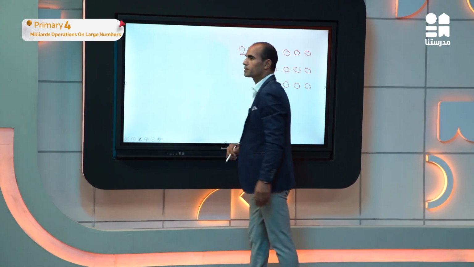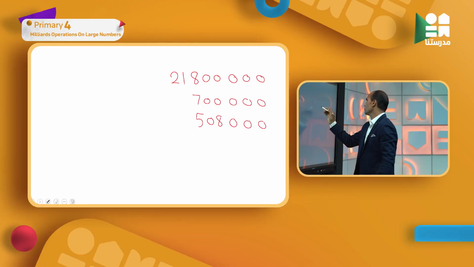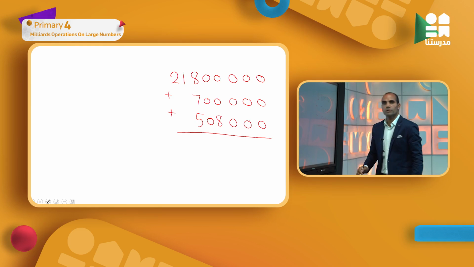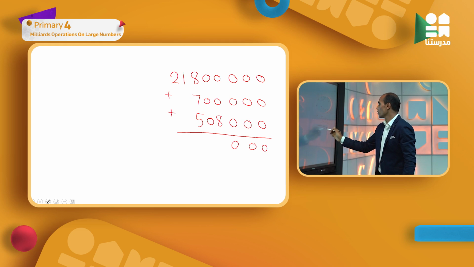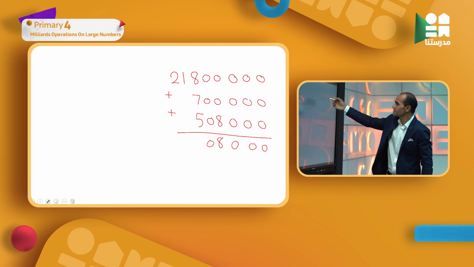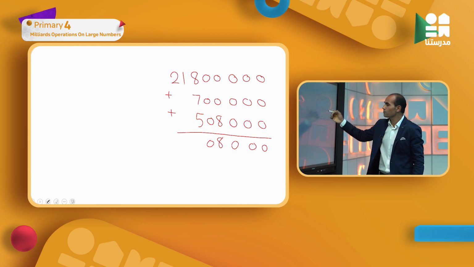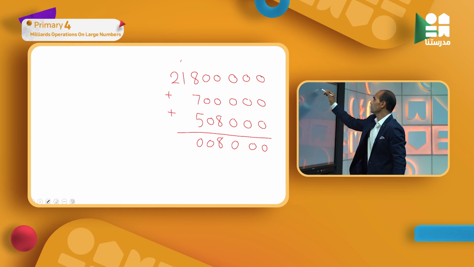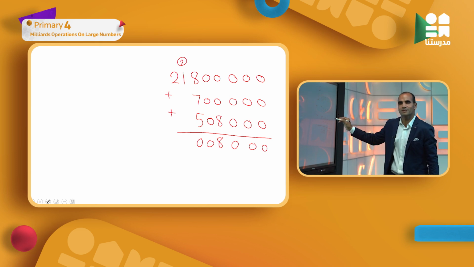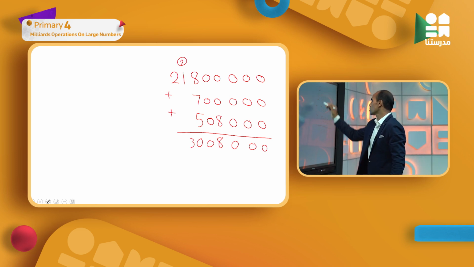So we have here three numbers and we want to find the total. So we will add. The sum of the three numbers is what? Of course, 0 plus 0 plus 0 equals 0. And here, of course, the same, 0. And here we have only 8. And here we have 0. And we have here 8 plus 7 equals 15. 15 plus 5 equals 20. So we will write 0 and carry up to here. 2 plus 1 equals 3. And drop 2.